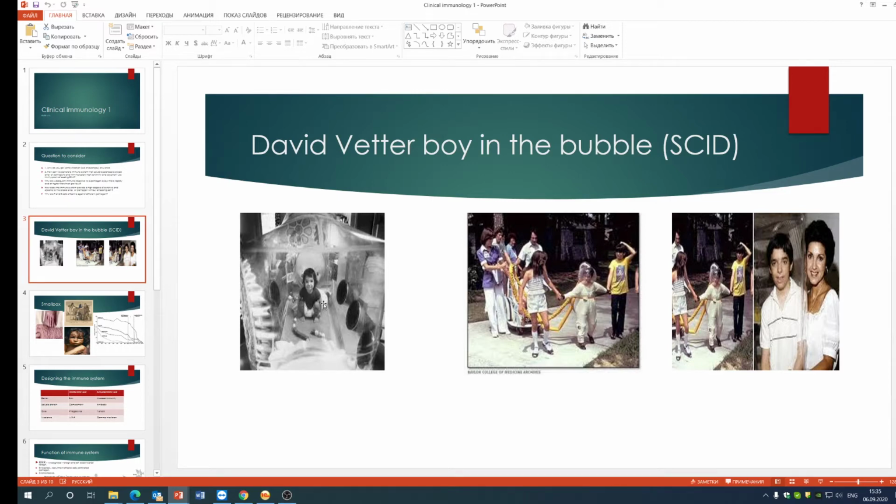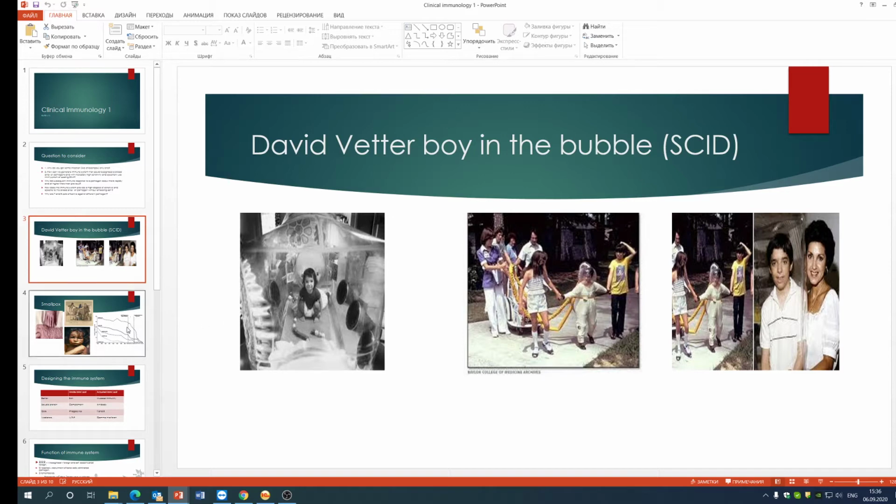All his air was filtered. Most food was autoclaved. He grew up in his bubble, but when he was about 16, the scientists presented him with an option of a therapy, a bone marrow transplant from a donor to reconstruct his immune system. Unfortunately, he died too, like his siblings.